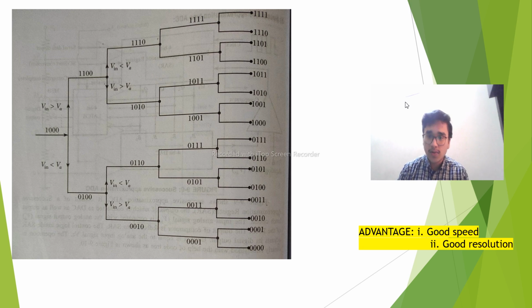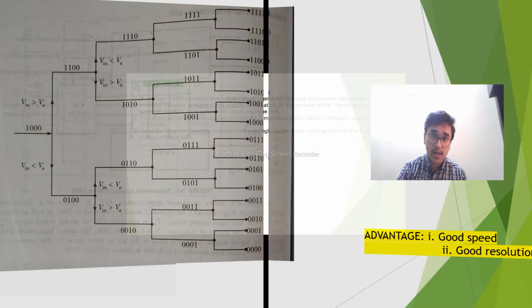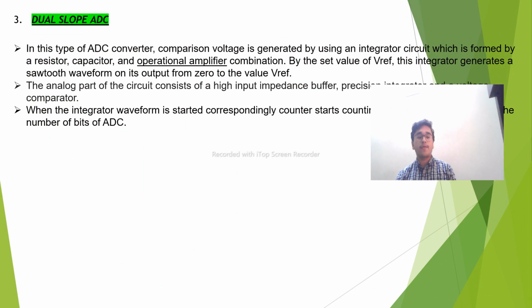And here also we have an advantage: it has good speed and resolution, right? But it's less accurate. We can say that it's less accurate. So for accuracy, we look into the next type of ADC, called the dual slope ADC.